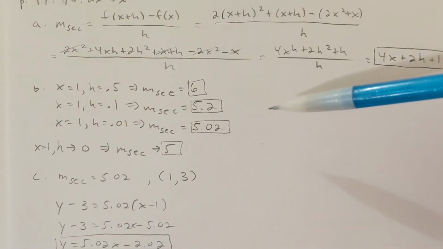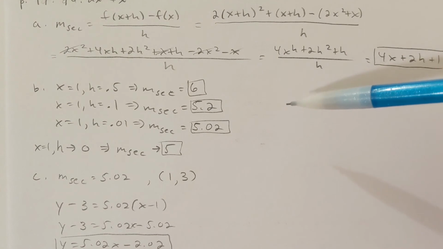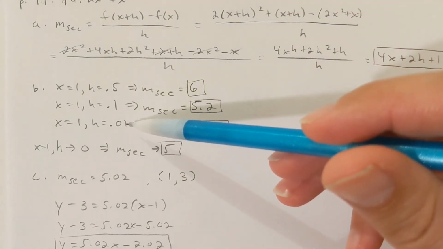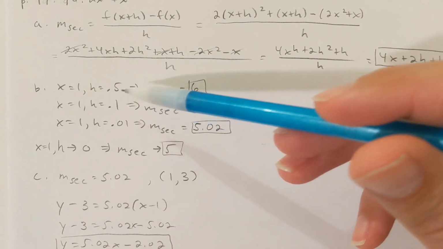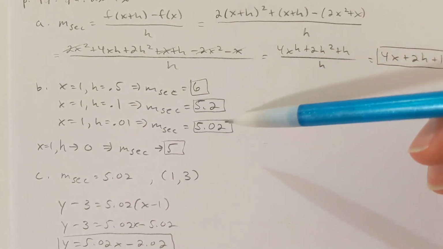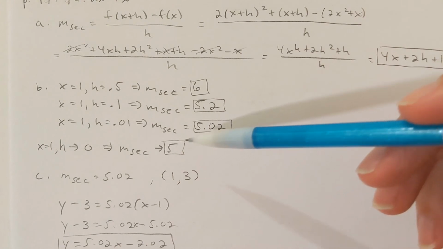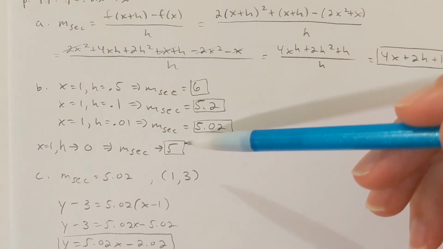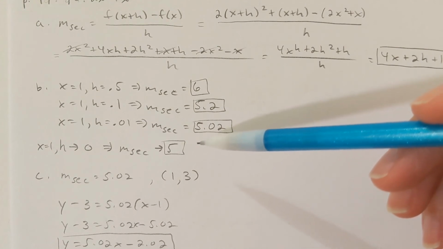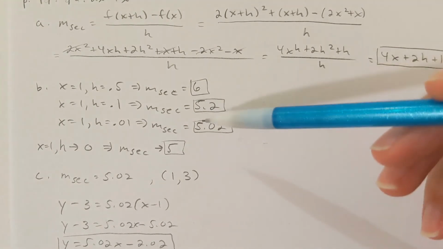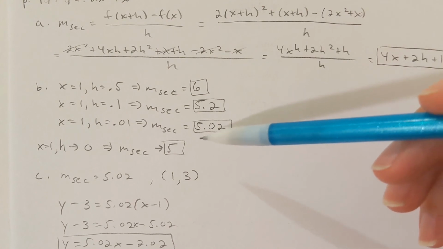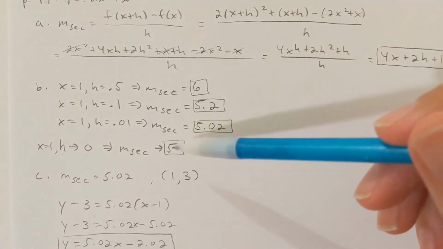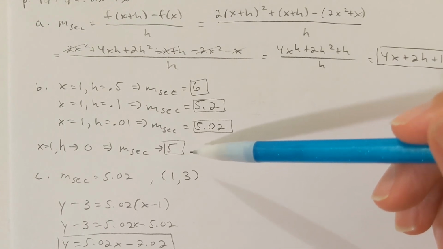Okay, so as h is shrinking, here's 0.5, 0.1, 0.01, x is the same. We can see that it appears that the slope of the secant line approaches 5. Now that's just a guess. We don't know that for sure, but it's reasonable to guess that. So x equals 1 and h approaches 0 means that the slope of the secant line approaches 5.